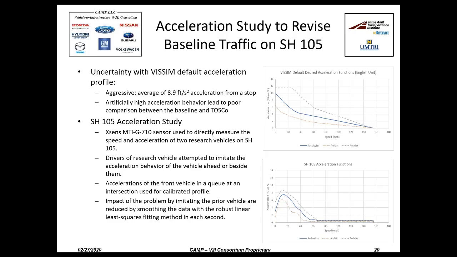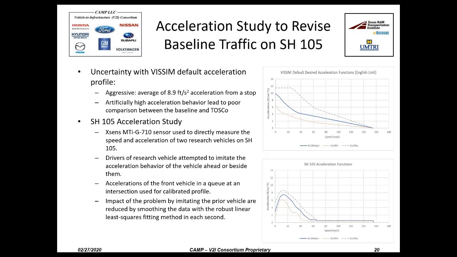We found this acceleration behavior using an accelerometer in some test vehicles that we took to State Highway 105. We attempted to imitate the acceleration behavior of vehicles ahead or beside of the vehicle that we had with an accelerometer, and we filtered the data so that we only had acceleration information of vehicles that were near the front of the queue so that they're not following somebody in front of them. So this reduced the likelihood of vehicle interaction editing the desired acceleration behavior, which is what we were trying to capture. And we smoothed the data and compressed all the acceleration profiles that we collected into these functions that I have graphed here in the bottom right.